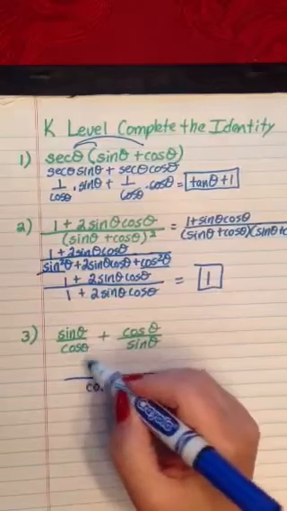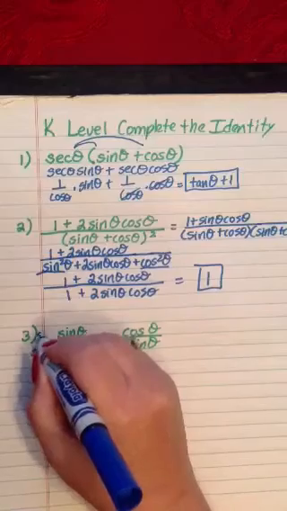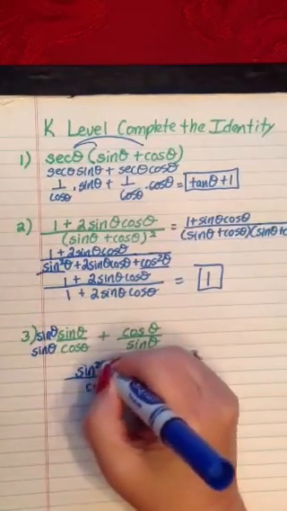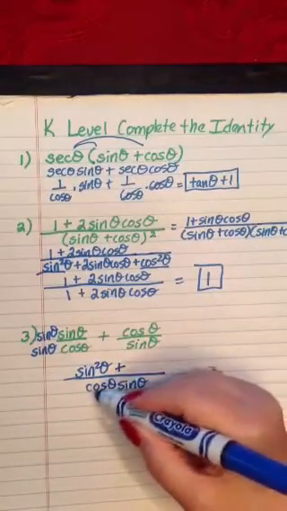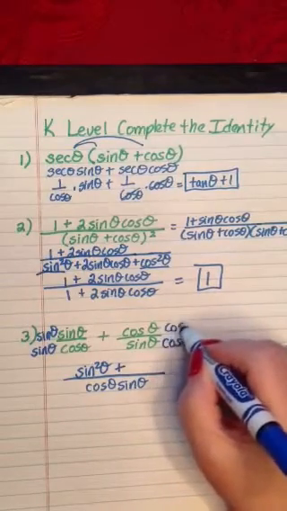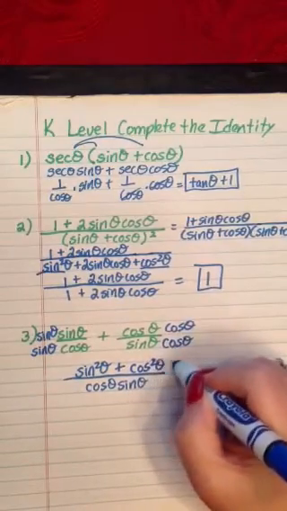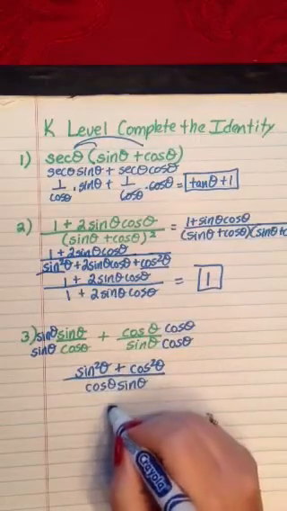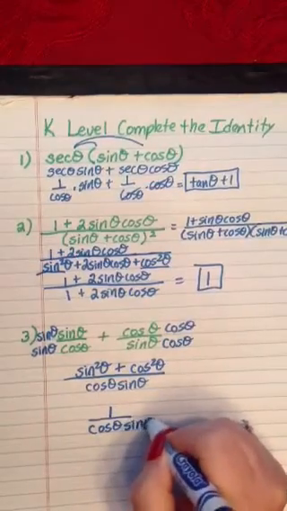Then to get cosine theta to be cosine theta sine theta, you need to multiply numerator and denominator by sine of theta. Sine of theta times sine of theta gives you sine squared of theta. And then to get sine of theta to be cosine theta sine theta, you need to multiply numerator and denominator by cosine of theta. So cosine of theta times cosine of theta gives you cosine squared of theta. And sine squared of theta plus cosine squared of theta is 1. So 1 over cosine of theta sine theta.